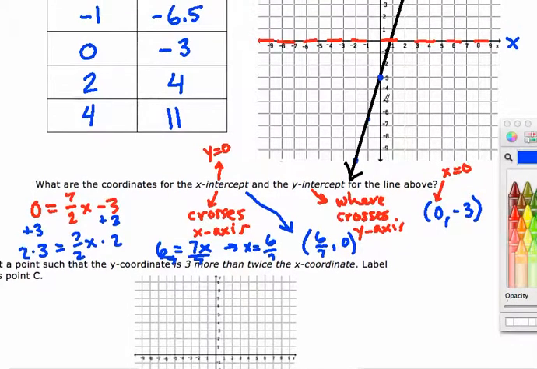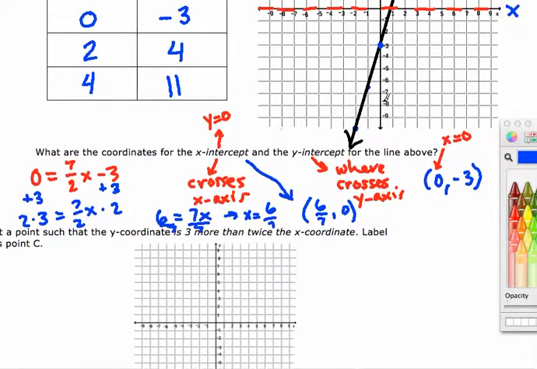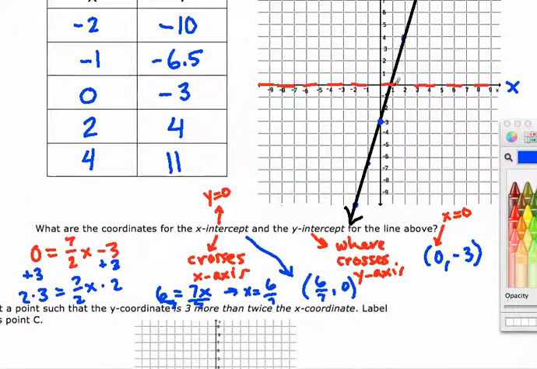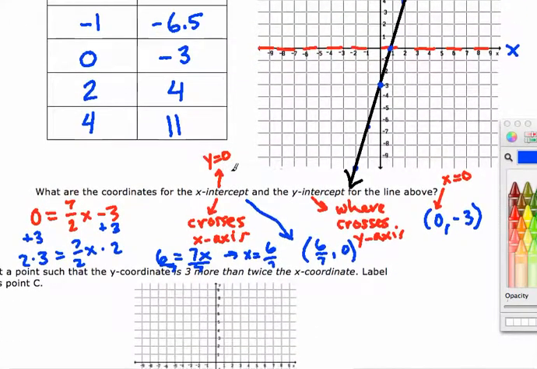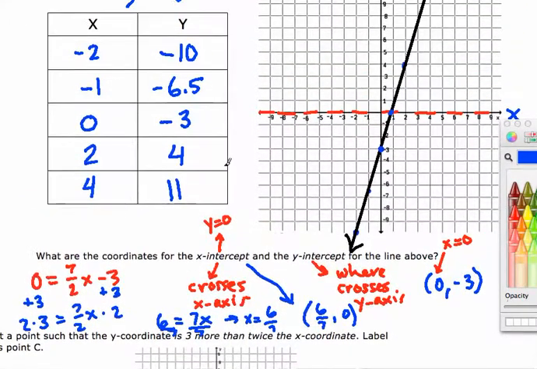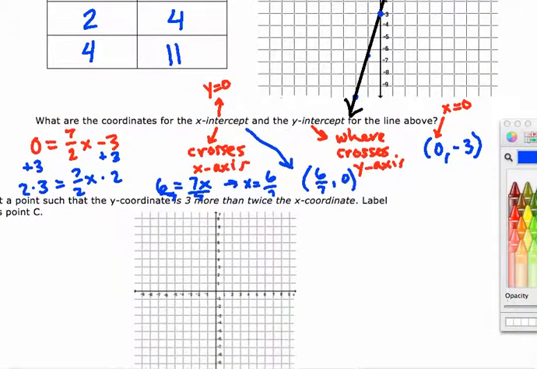And if we look up here, that makes sense. 6/7 is a little less than 1, and that looks about where it crosses the x-axis. Now, I don't think that I would ask on a quiz anything quite that complicated where you have to do all that solving in level 1. But you do need to be able to look at the graph and know that it crosses right about there, around 1.